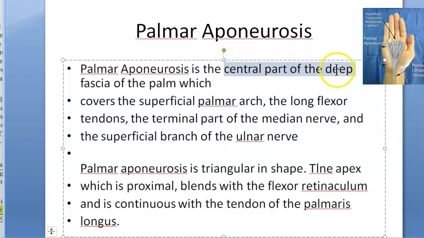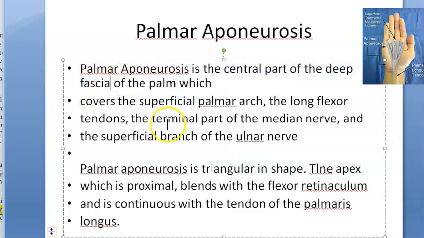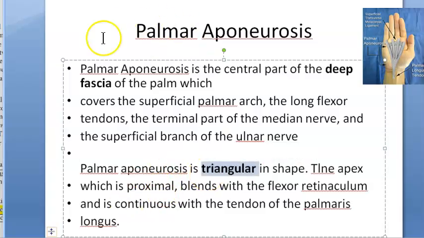Okay, so what is palmar aponeurosis? It is the central part of the deep fascia of the palm. Deep fascia is there everywhere. That central part is the palmar aponeurosis, which covers a lot of things like blood vessels, tendons, nerves, all that we will come to later. First of all, what is palmar aponeurosis? We are trying to define. It is part of deep fascia. Which part of deep fascia? The central part of deep fascia that you remember. Okay. It is triangular in shape. Obviously, you can see that. And then what all does it have?